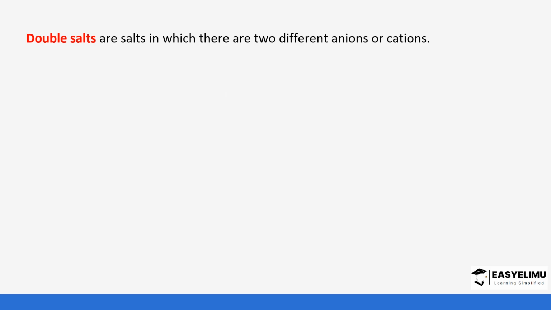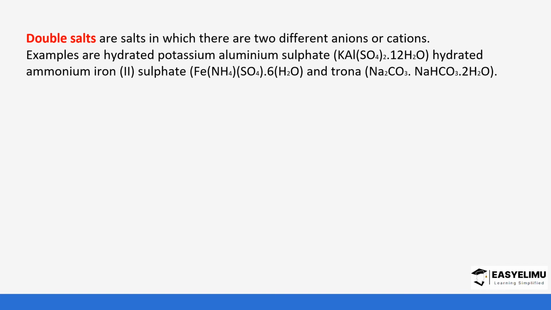We also have other salts called double salts. These are the ones that have two different anions or cations. For example, hydrated potassium aluminium sulfate, you can see we have two cations in this case: potassium and aluminium. Another example is hydrated iron 2 ammonium sulfate. So we have the iron and the ammonium as cations, and sulfate. And then we have trona, which we are going to discuss in carbon and its compounds. It has sodium carbonate and sodium hydrogen carbonate, of course, plus a few molecules of water.